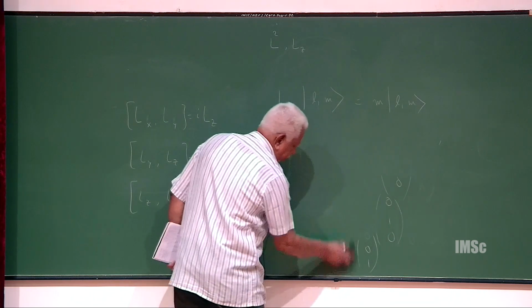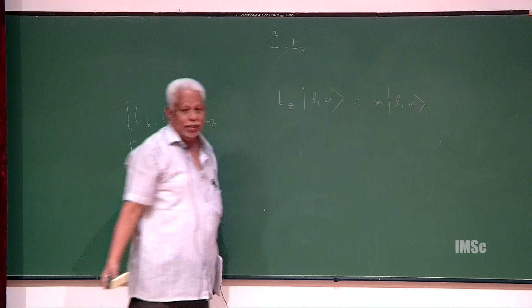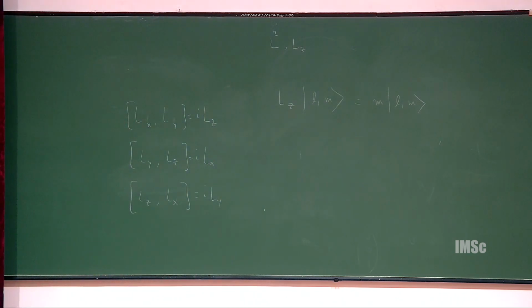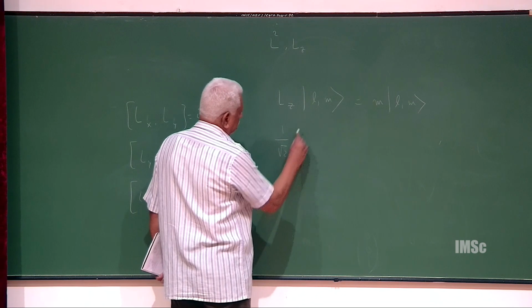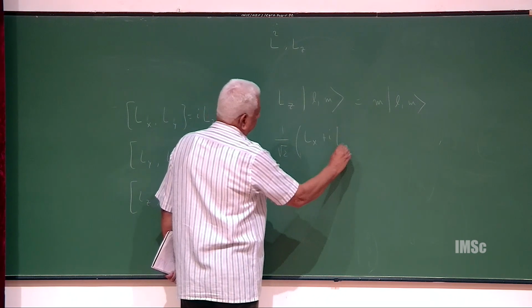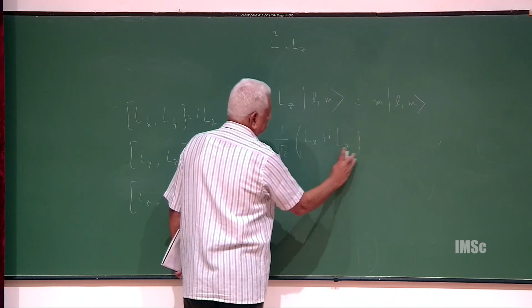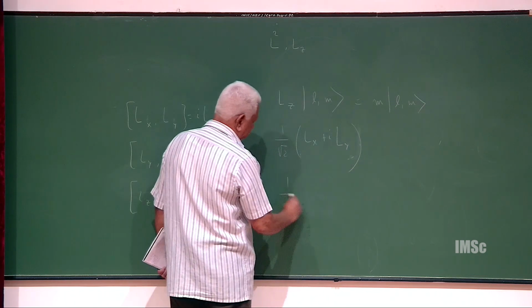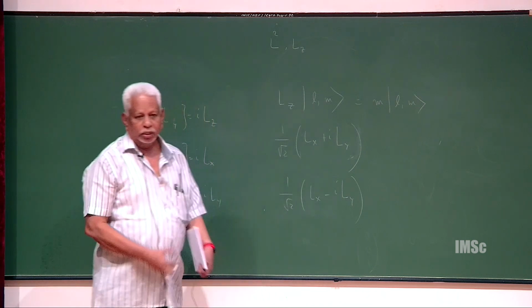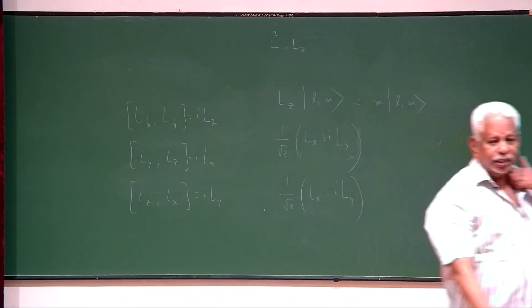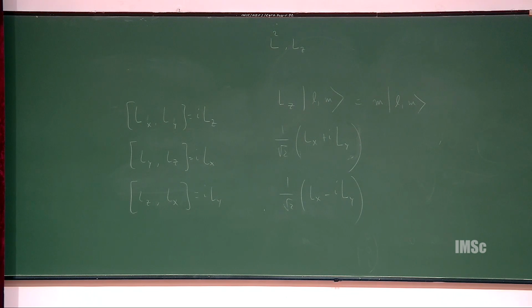You did the harmonic oscillator earlier, where you have the ladder operators A dagger and A. Similarly, I will have ladder operators, which are 1 by root 2 (Lx plus iLy) and 1 by root 2 (Lx minus iLy). These two are ladder operators. Why are they ladder operators? They take any state with value m one step above or below, to m plus 1 or m minus 1.